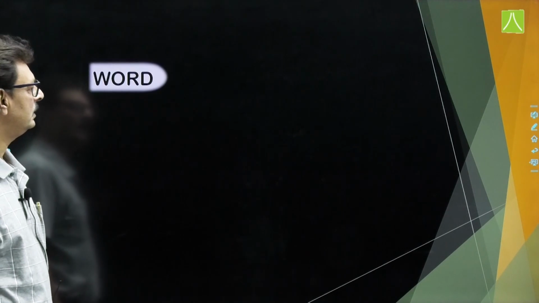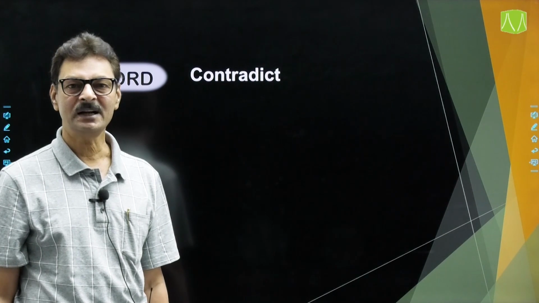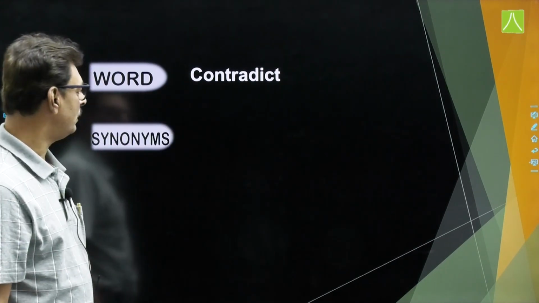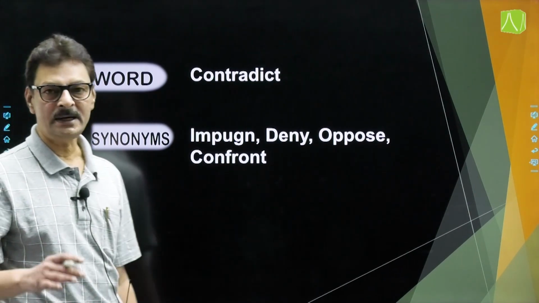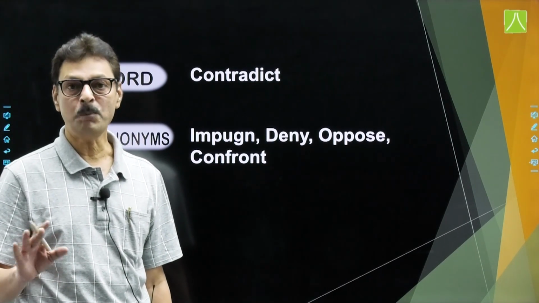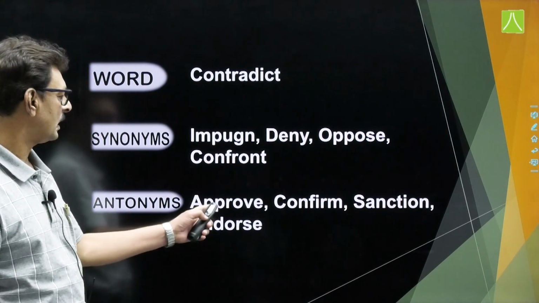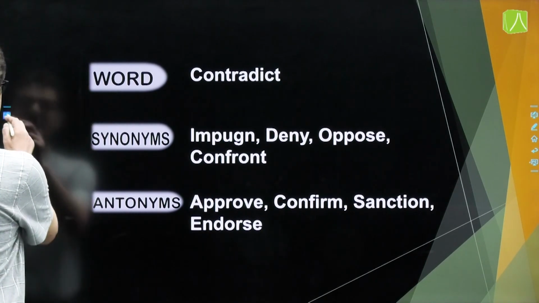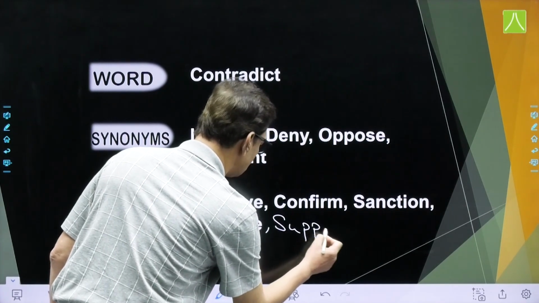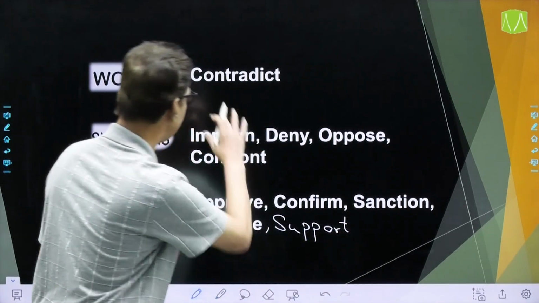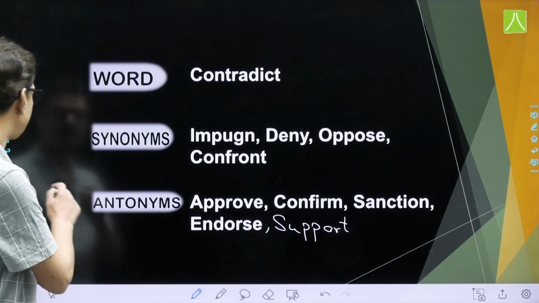Some more words. Contradict. What is contradict? Easy one. Contradict is to oppose, impugn, deny, to confront. Contradict is विपरीत में जाना, to oppose. Yes. And इसके antonym will be support, approve, sanction. You can add support to this particular list also, which is the opposite of contradict. Fine.